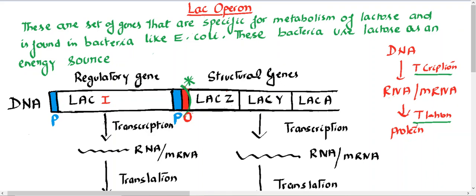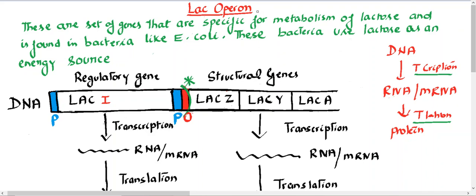Okay, so let's understand what is Lac Operon, what are the genes, what is the function, and how it plays an important role in the metabolism of E. coli. Lac Operon are the set of genes that are specific for metabolism of lactose. And what is lactose? It is a sugar. So when E. coli are growing in a media, they need energy, and they get the energy from the lactose.